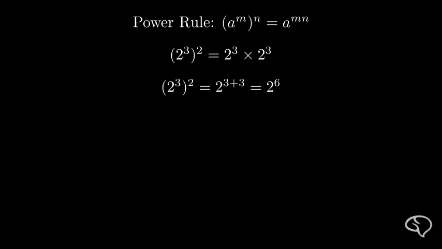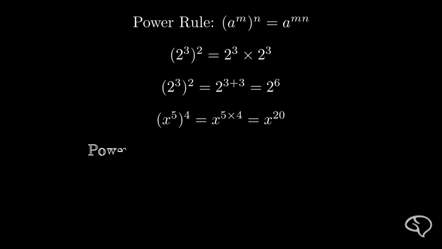Let's try another one. Simplify x to the power of 5 to the power of 4. Using the power rule, we multiply the exponents. 5 times 4 is 20. The answer is x to the power of 20. Finally, let's look at the power of a product rule.